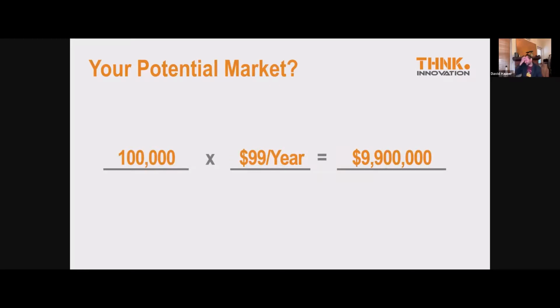So jumping back here, a potential market of 10 million. If you can verify that with your startup idea, with your business idea, you will attract investors to ask you questions.